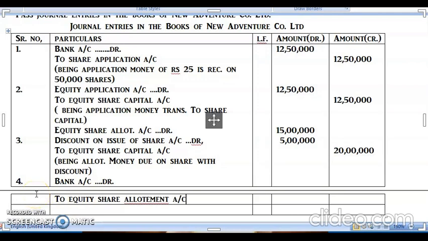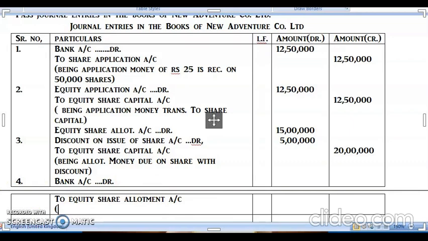On the equity share, you are receiving the allotment money. So here you have to write the narration also, starting with being allotment money received. Okay.